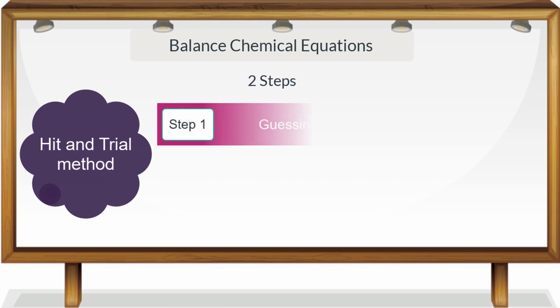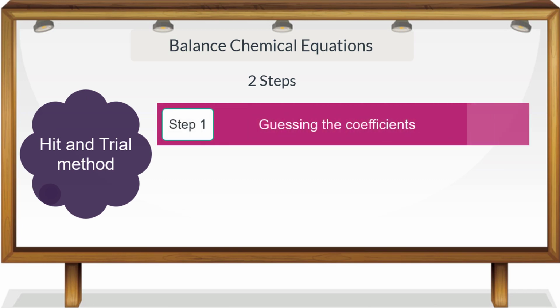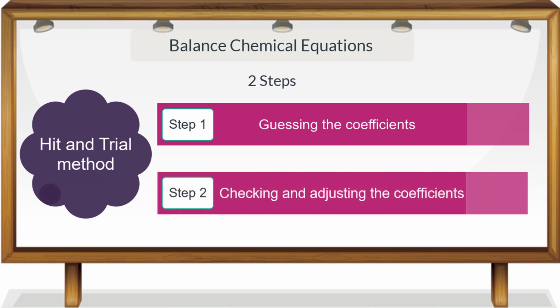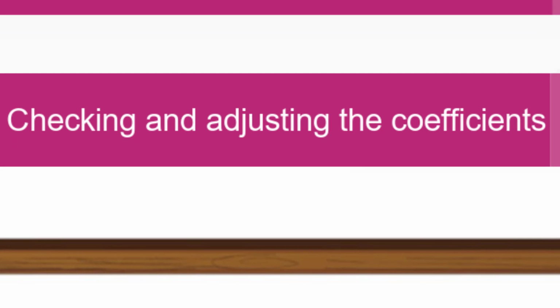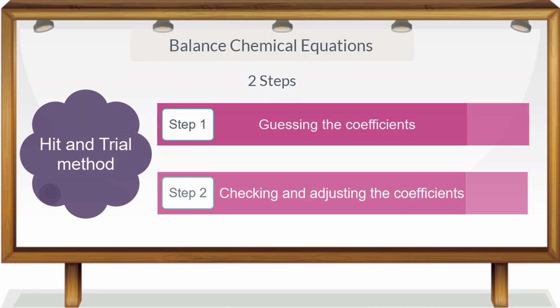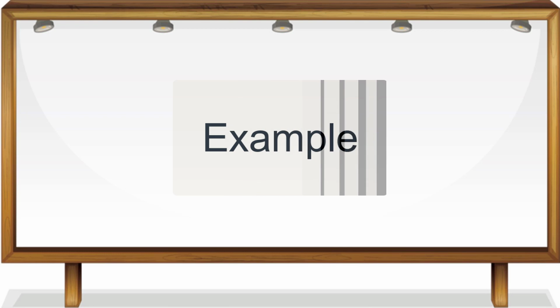In the first step, you make an initial guess for the coefficients of the reactants and products in the equation. In the second step, you check to see if the number of atoms of each element is the same on both sides of the equation. If not, you adjust the coefficients accordingly, trying to get the number of atoms balanced. You may need to repeat this step several times, adjusting the coefficients of different molecules until you get a balanced equation. Let's take a look at an example of an unbalanced chemical equation.